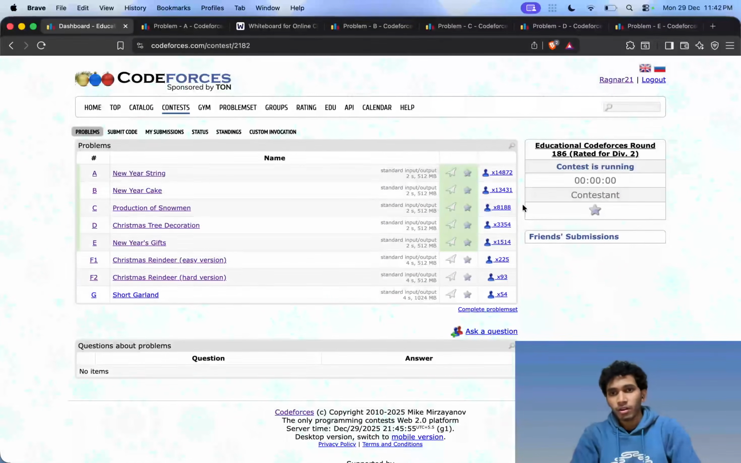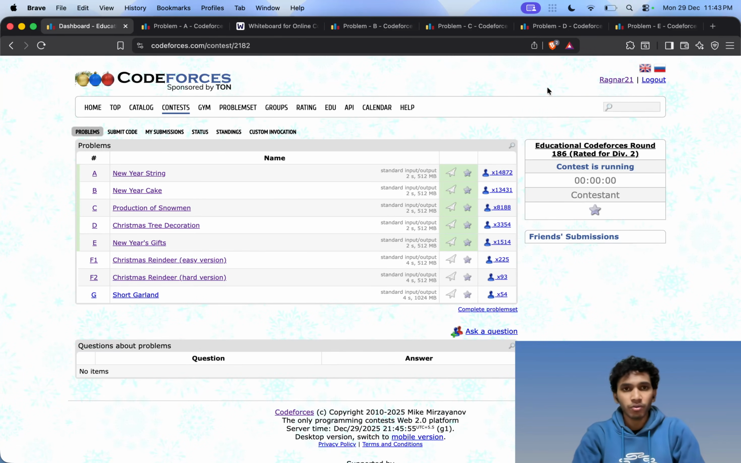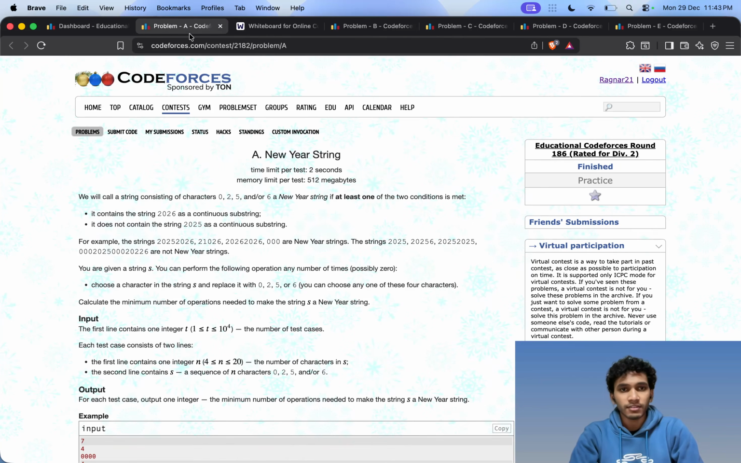Hey, hello everyone. Welcome to today's discussion of Educational Codeforces Round 186, rated for Div 2. We will be discussing problem A to E today. So let's start with the first problem.